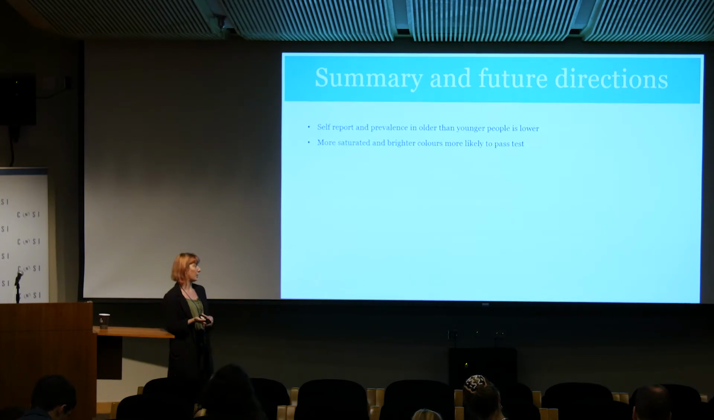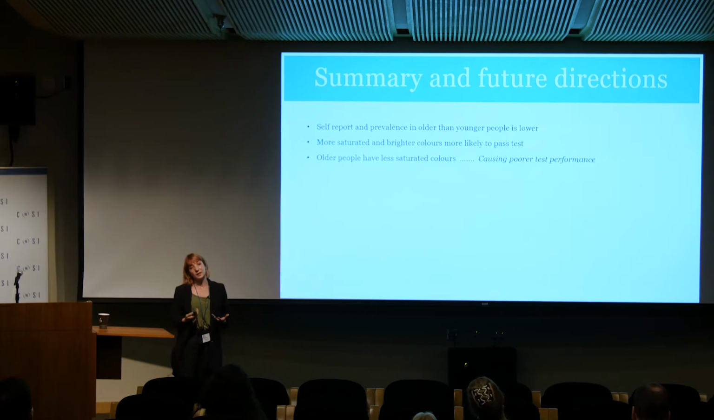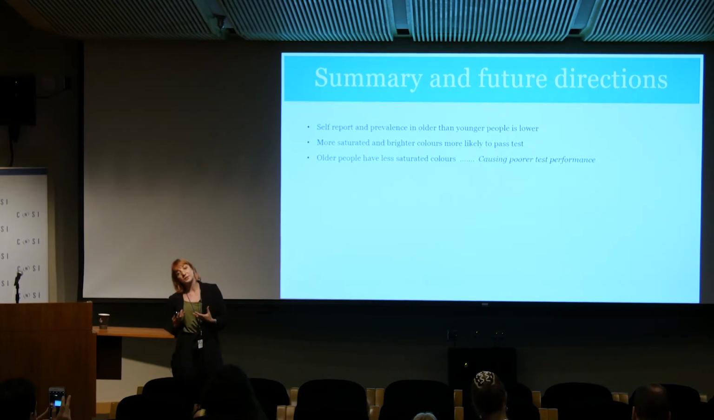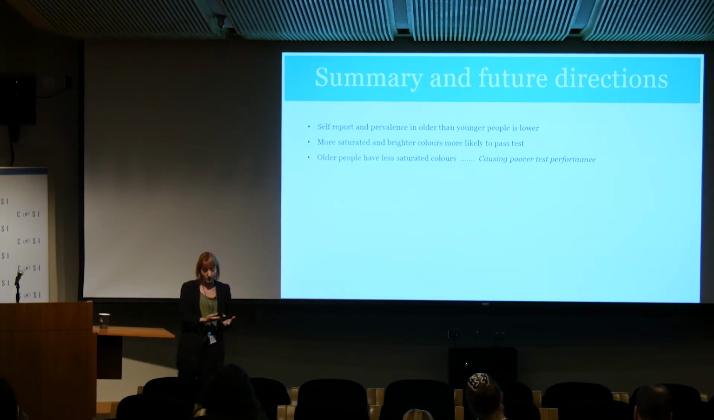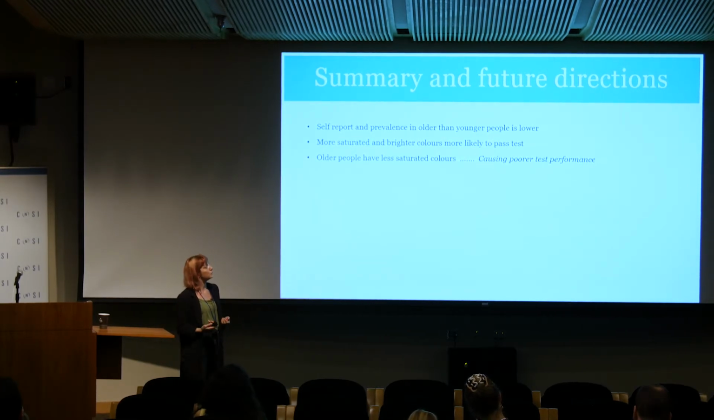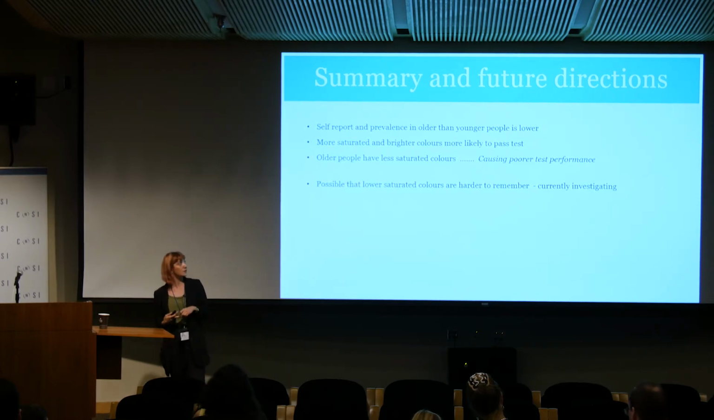to a higher likelihood to pass the objective consistency test. And older people have less saturated colors, but this is causing poor test performance. So it's not necessarily that older participants are less consistent. Their colors become less colorful, and that's causing them to perform poorly. So it's possible that lower saturated colors are harder to remember than higher saturated ones. This is something we're currently investigating with typical individuals.